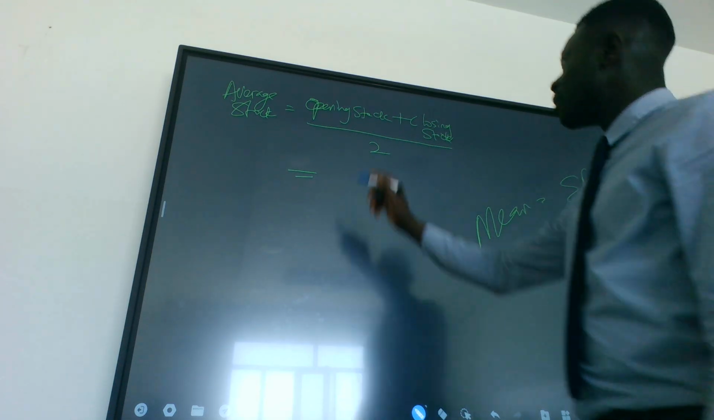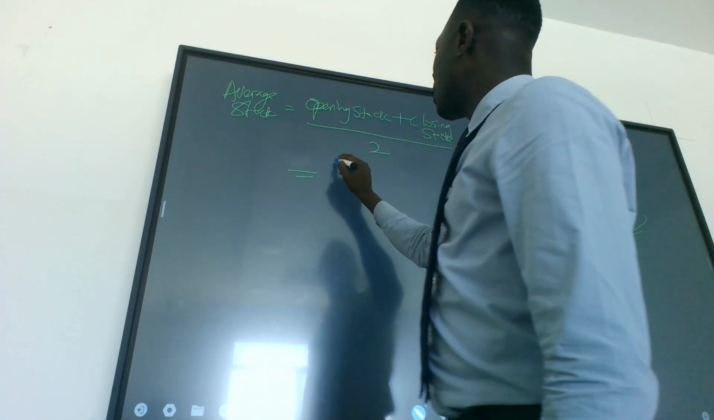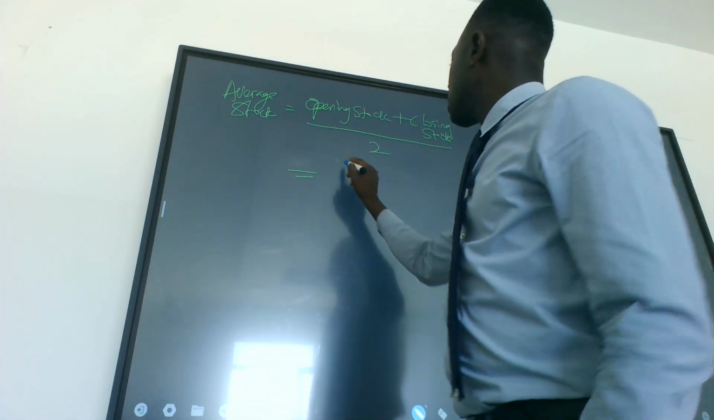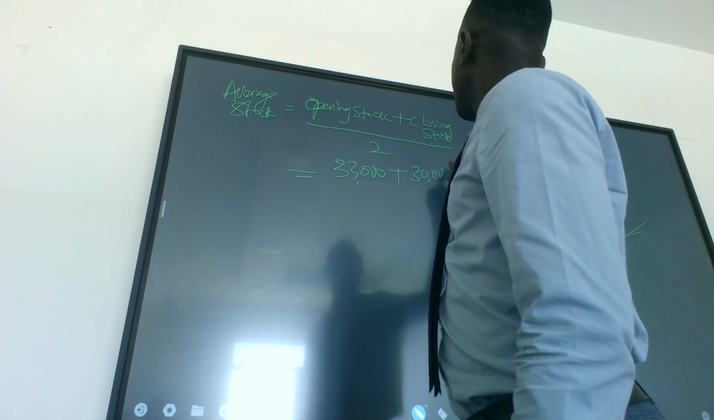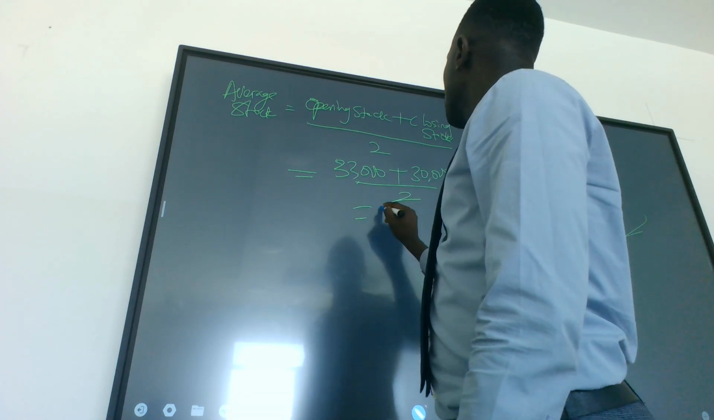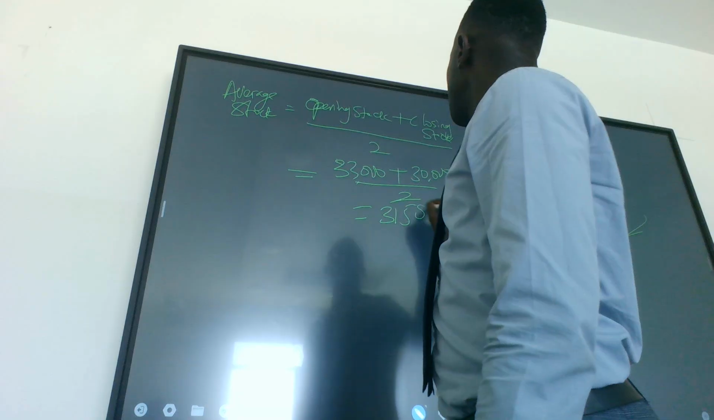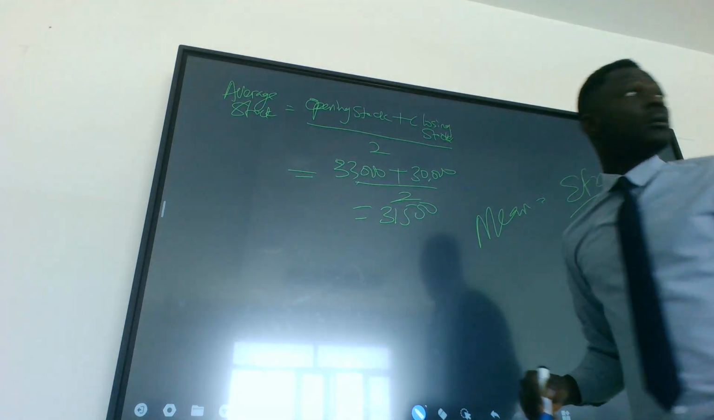What's your opening stock? 30,000, right? 33 or 30? 33,000 plus 30,000 equals 315,000... 31,500. Do we get that? Are you guys with me?